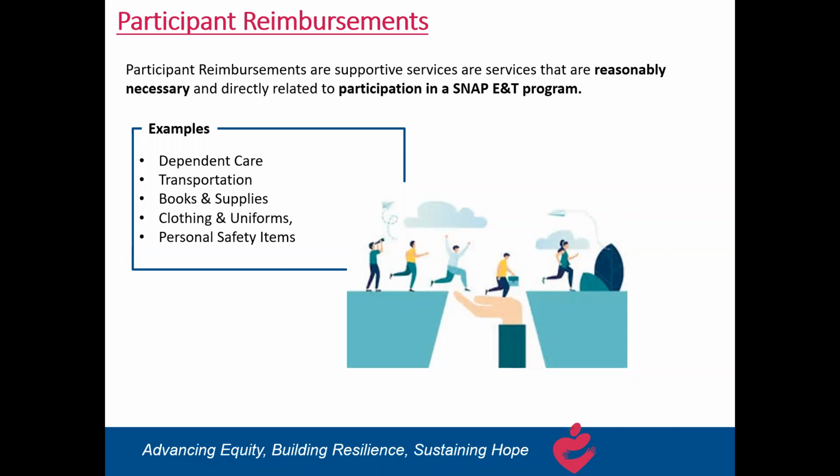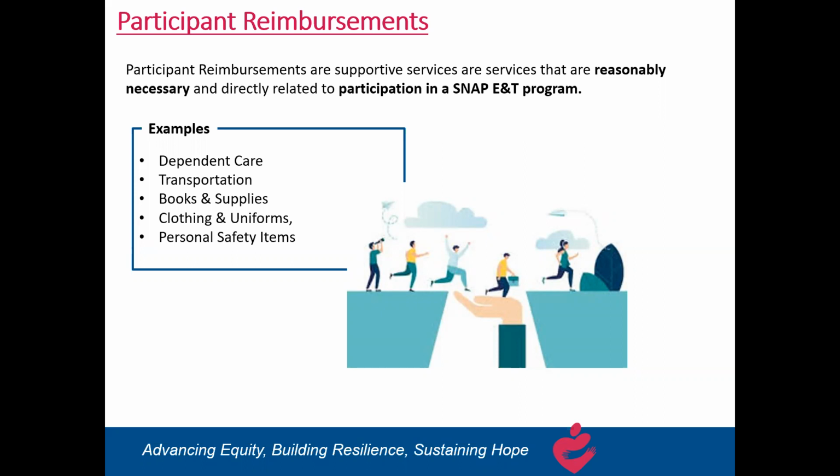One big one is childcare, dependent care. That's a huge barrier for a parent, if they're not able to have childcare to participate in a program. Transportation, also a huge one. And that could look like bus passes or gas cards. It's pretty flexible. Books and supplies, clothing, uniforms that they might need to participate in a training setting, or even a work-based learning setting. Other safety items, like if they're in a welding program where they need specific equipment to stay safe while they're in that program.